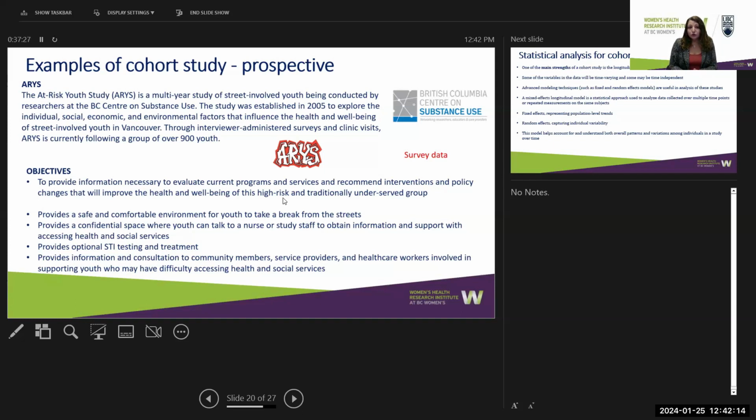Through interviews, administrative surveys, and clinical visits, they collect data. You can read about those cohorts more extensively on the BC Centre on Substance Use website. What they published was about 900 youth. I think when I worked on it, we had a little bit less. This cohort is survey data. It's a snowball prospective cohort, but again, here you can use the data retrospectively as well. It depends where your baseline is, since people can get into the study any year.